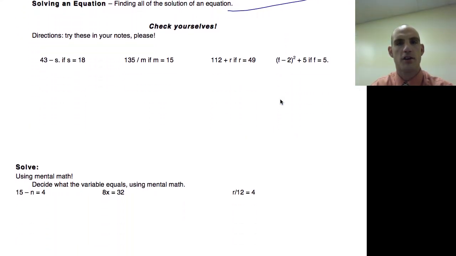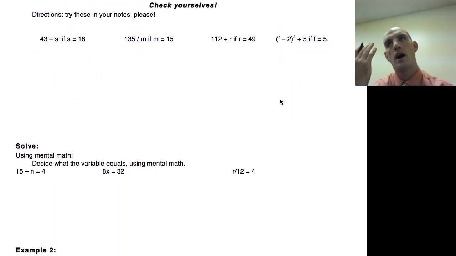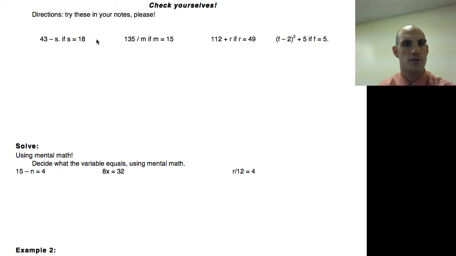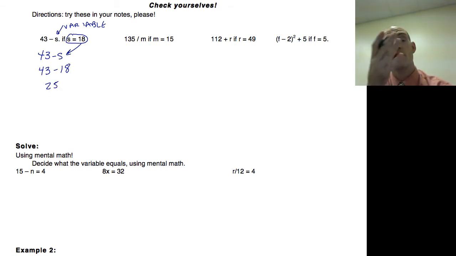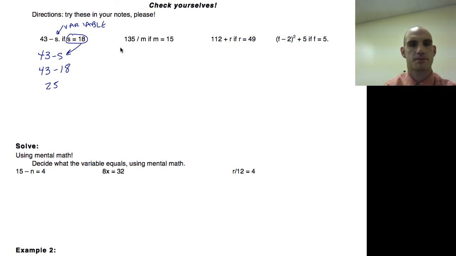Let's check ourselves. We're going to try these in our notes, and these are something you could probably do in your head, but I'd like for you to show your work, so you can see how this works. Number 1: if s is 18, remember, that's a variable and it represents a number. So I'm going to say 43 minus s, and I'm going to put 18 in for s, so that's 43 minus 18. And when I simplify this, I'm going to get 25, because 43 minus 18 would be 25.